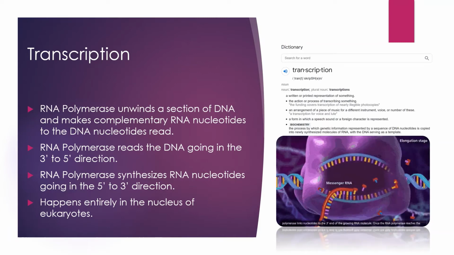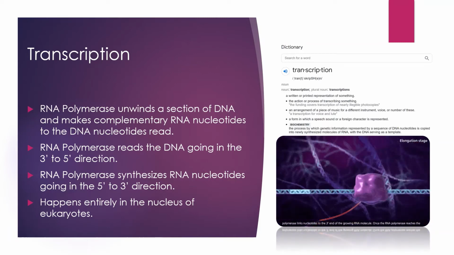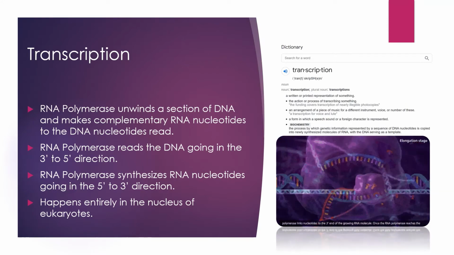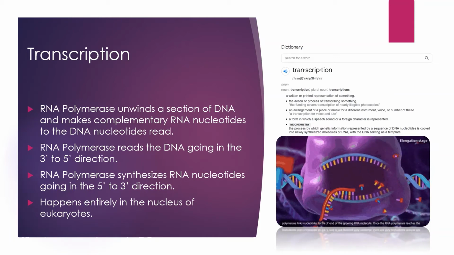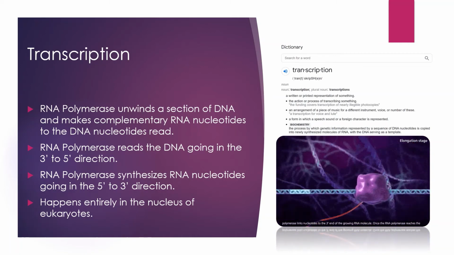This process occurs by RNA polymerase unwinding a section of DNA and making complementary RNA nucleotides to the DNA nucleotides read. RNA polymerase reads the DNA going in the 3' to 5' direction. RNA polymerase synthesizes RNA nucleotides going in the 5' to 3' direction, and this happens entirely in the nucleus of eukaryotes.